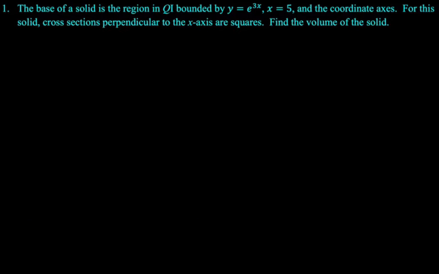Let's get started. All right, the base of a solid is a region in quadrant 1 bounded by y equals e to the 3x, x equals 5, and the coordinate axes. For this solid, cross-sections perpendicular to the x-axis are squares. Find the volume of the solid.